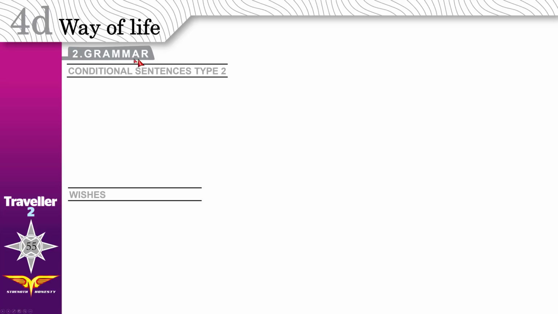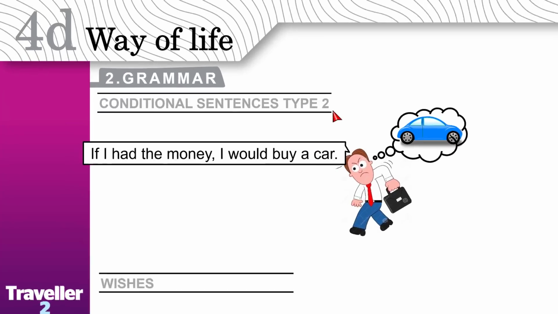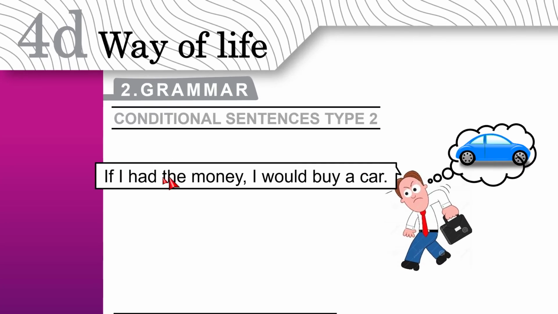Grammar. Conditional sentences type 2. If I had the money, I would buy a car. I don't have the money, but if I had the money, this is what I would do. I would buy a car.